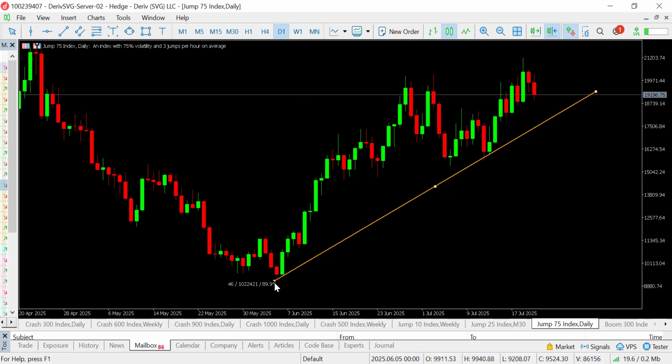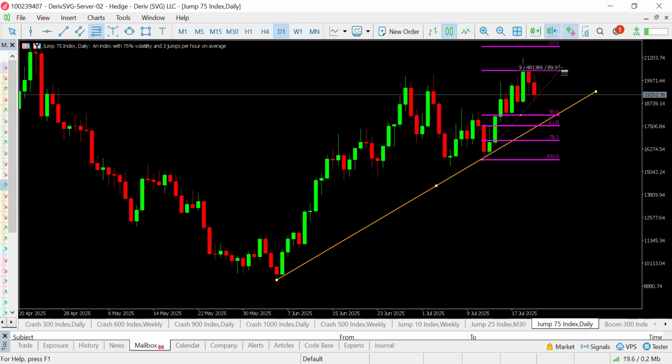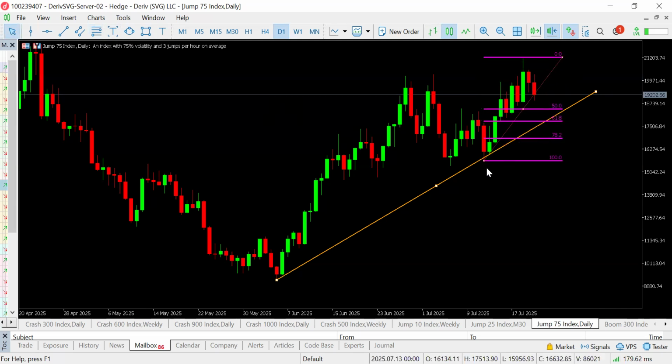So we have our trend line here, and the next tool I'll be inputting is my Fib tool, from this swing low to the latest swing high. And I'd also like to map out my Fibonacci retracement tool golden zone, which is the zone between the 50% and 61.8% mark.